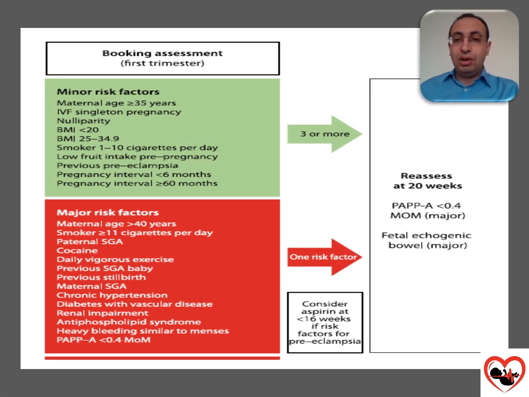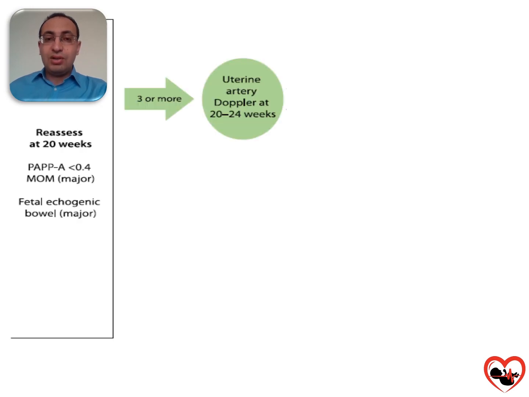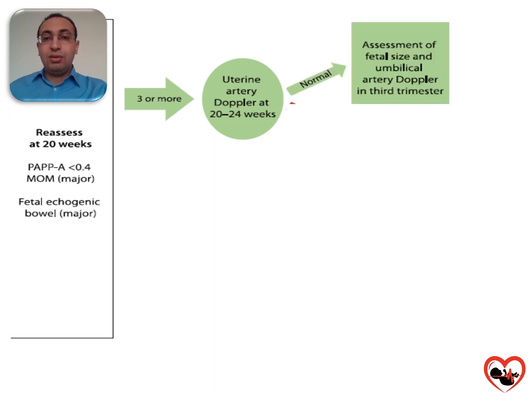So after you reassessed your patient at 20 weeks and established the risk factors available, you have to decide what you are going to do. If you find that there are 3 or more minor risk factors, you have to start with doing a uterine artery Doppler between 20 and 24 weeks. If you find this Doppler is normal, then you will see the patient again in the 3rd trimester and do an assessment of the fetal size and the umbilical artery Doppler.